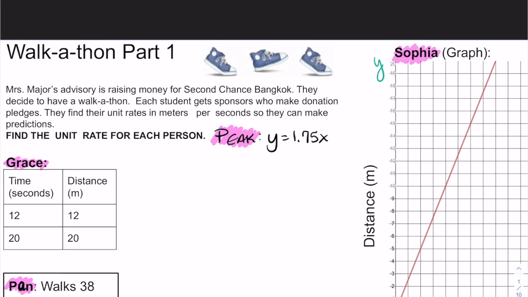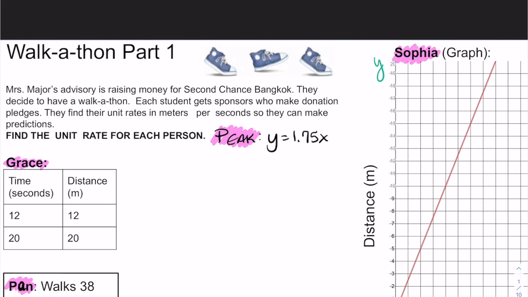Okay, so hopefully you finished Walk-a-thon part 1. A walk-a-thon is when you're trying to raise money. A read-a-thon, you would read as many pages as you could. For a walk-a-thon, you're going to walk as much as you can, and you get sponsors who are going to pay you for those things. So in this, Ms. Major's advisory is raising money for Second Chance Bangkok, and we're going to have a walk-a-thon.